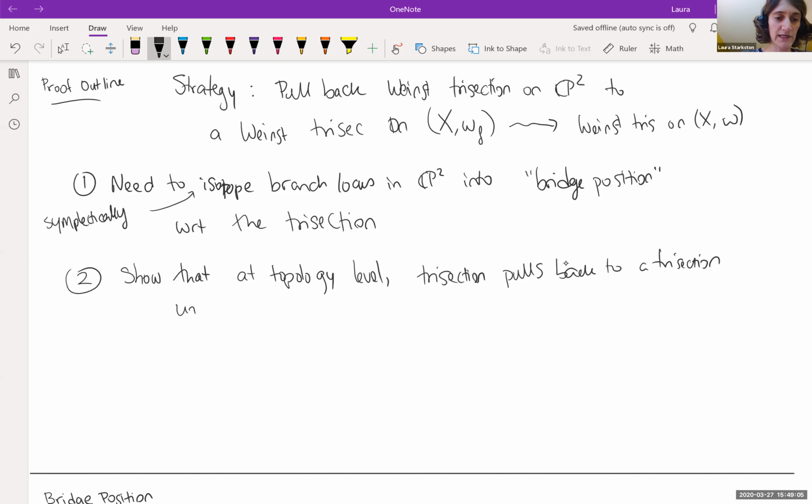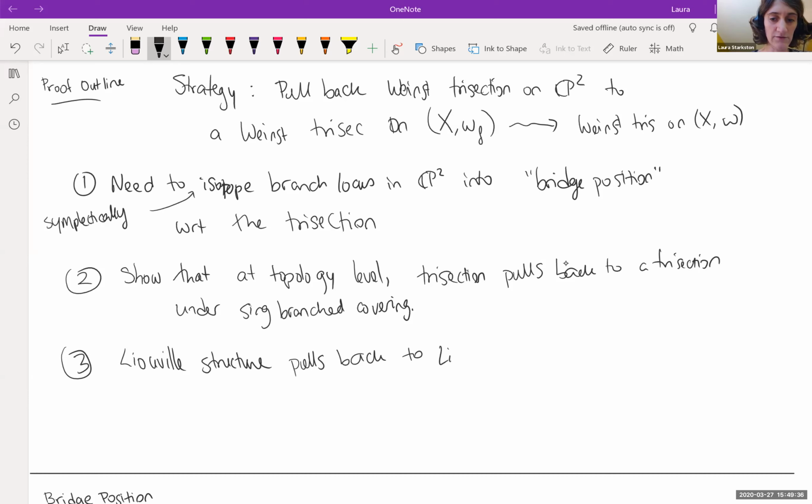Under this singular branch covering. And then the last step is to show that at the symplectic level, the Louisville structure pulls back to a Louisville structure on each sector.